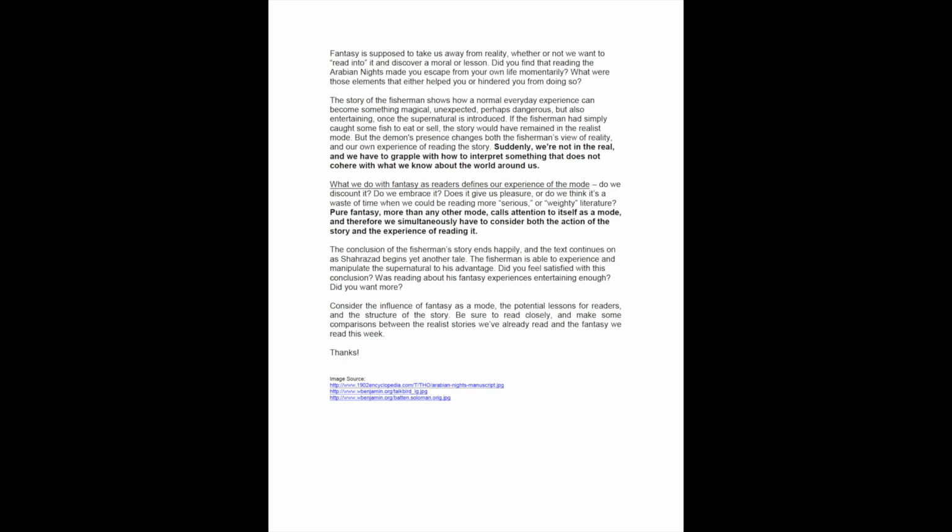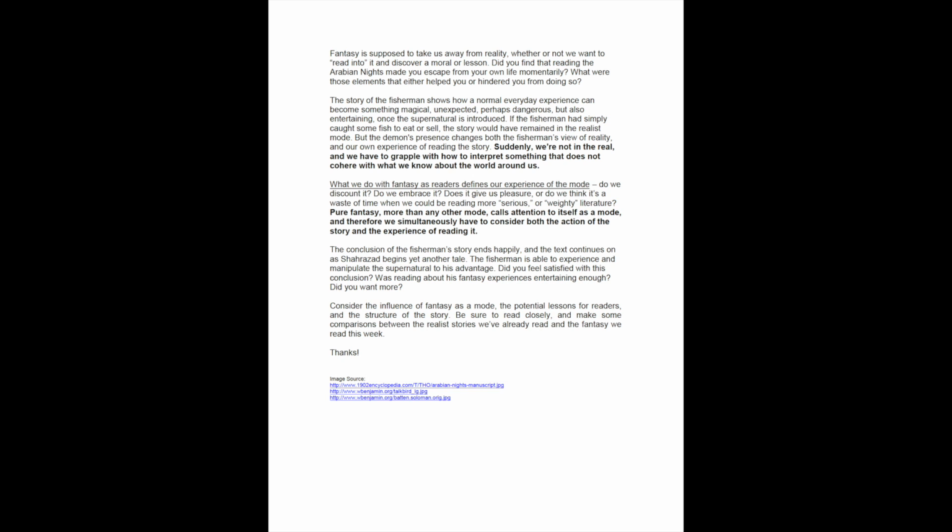Pure fantasy, more than any other mode, calls attention to itself as a mode, and therefore we simultaneously have to consider both the action of the story and the experience of reading it. The conclusion of the fisherman's story ends happily, and the text continues on as Scheherazade begins yet another tale. The fisherman is able to experience and manipulate the supernatural to his advantage. Did you feel satisfied with this conclusion? Was reading about his fantasy experiences entertaining enough?